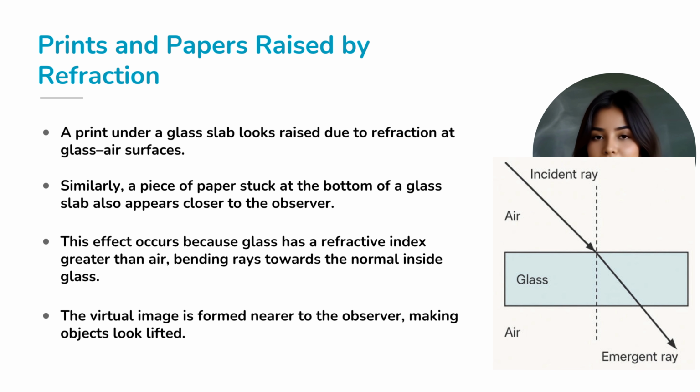The same applies to a piece of paper stuck to the bottom of a glass slab. It too appears closer than it really is. As shown in the ray diagram for a parallel-sided glass slab, the incident and emergent rays are parallel, but the image is shifted upward, creating the illusion of raised text or objects.